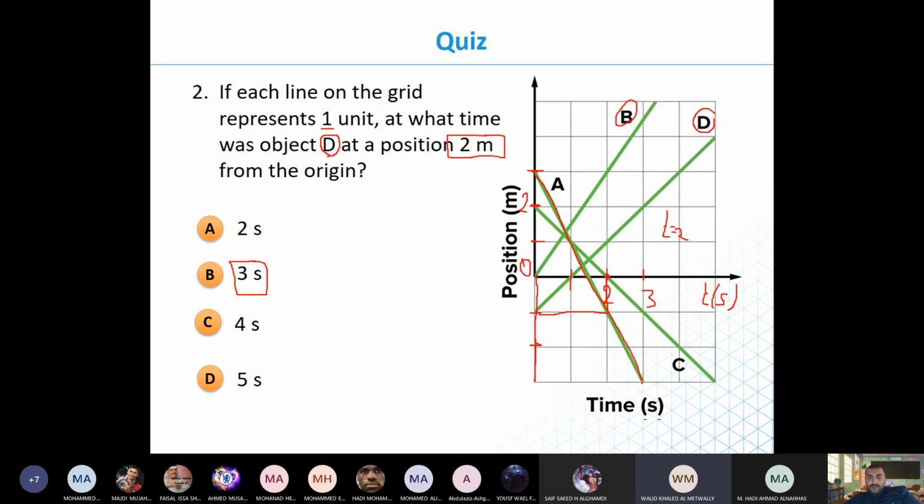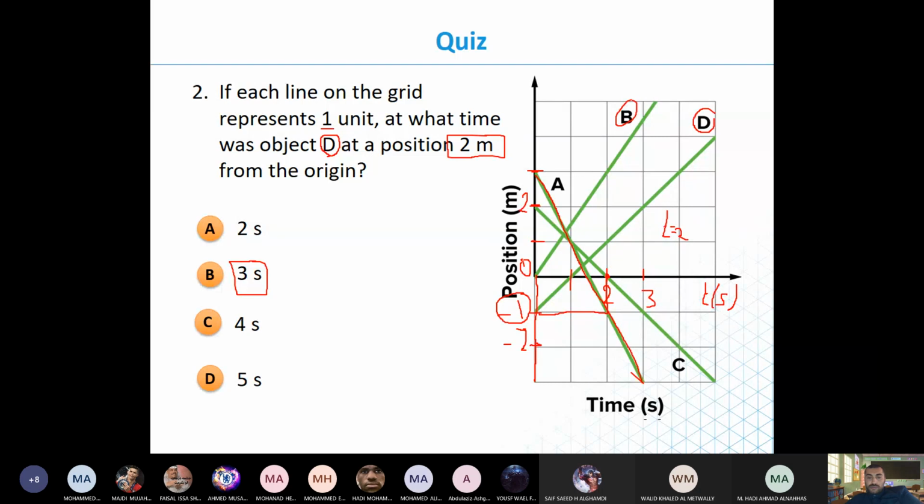If this is A, I cannot reach it going upward, so I will go downward. Going downward will reach me here. If this is 0, this is what? 1 or minus 1? Minus 1. Excellent. Minus 1, because I am going in the negative direction. Position can be negative because position is a vector, so it can have a direction. So the position here is minus 1. You get it, guys? Clear?